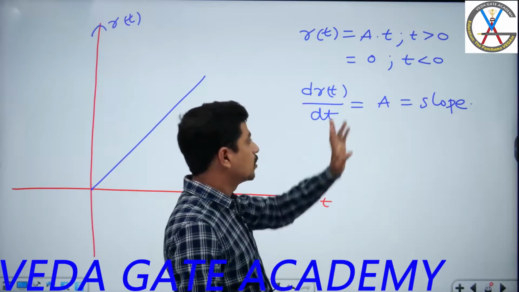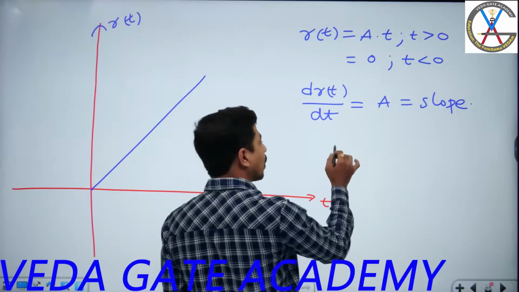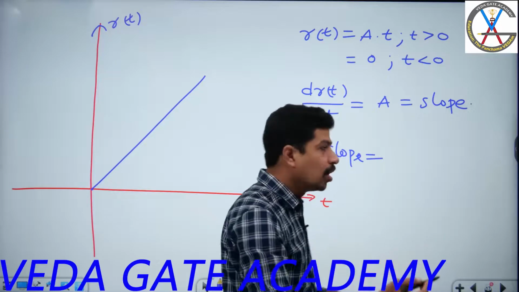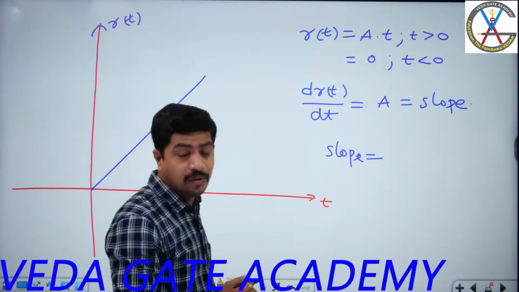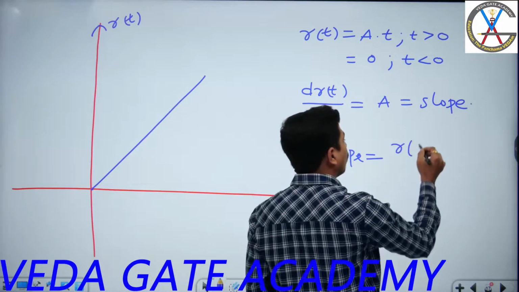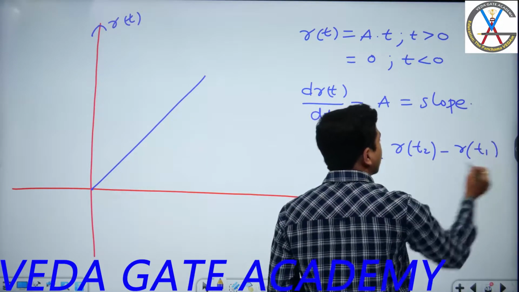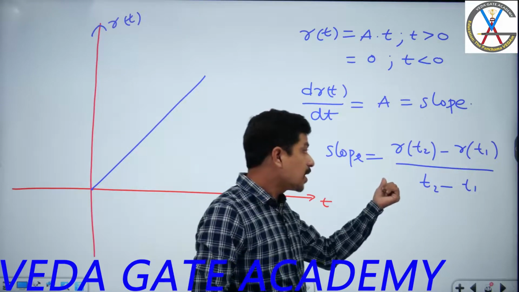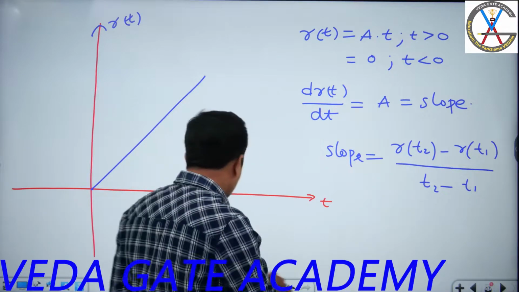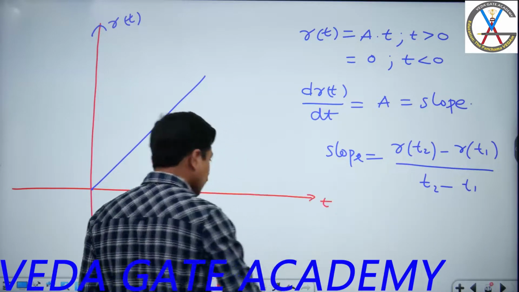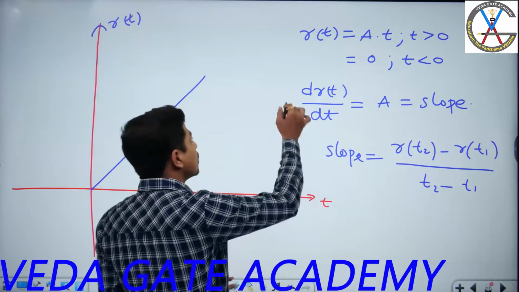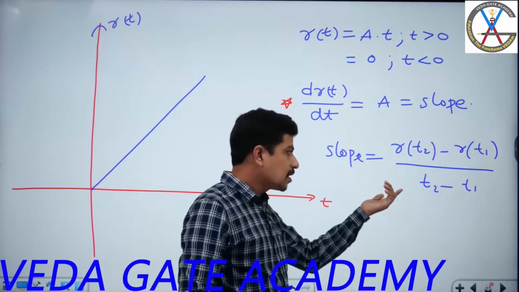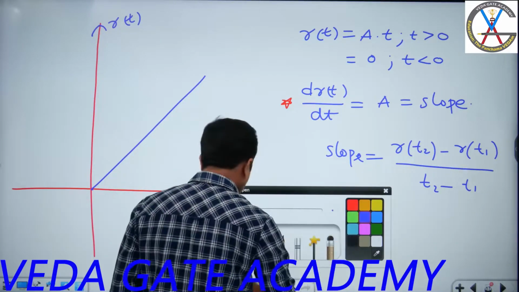So dr of t by dt is equal to a. Or what is the slope formula? Slope is equal to the childhood formula, y2 minus y1 by x2 minus x1. What is our y-axis here? r of t. What is our x-axis here? t. So r of t2 minus r of t1 by t2 minus t1 is the formula. This formula is applicable only for straight lines. Some of the students do not have good basics from mathematics, that's why I'm discussing every point. The derivative method is applicable for either a straight line or a curve, but this formula is applicable only for straight lines.